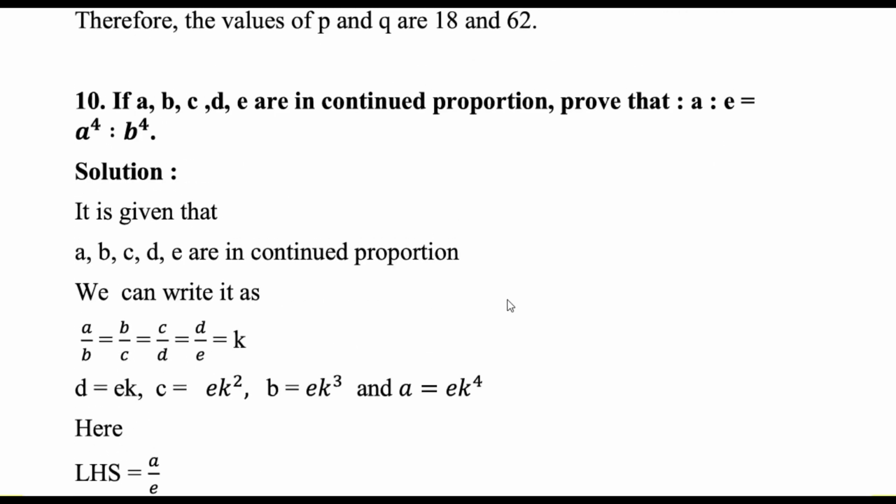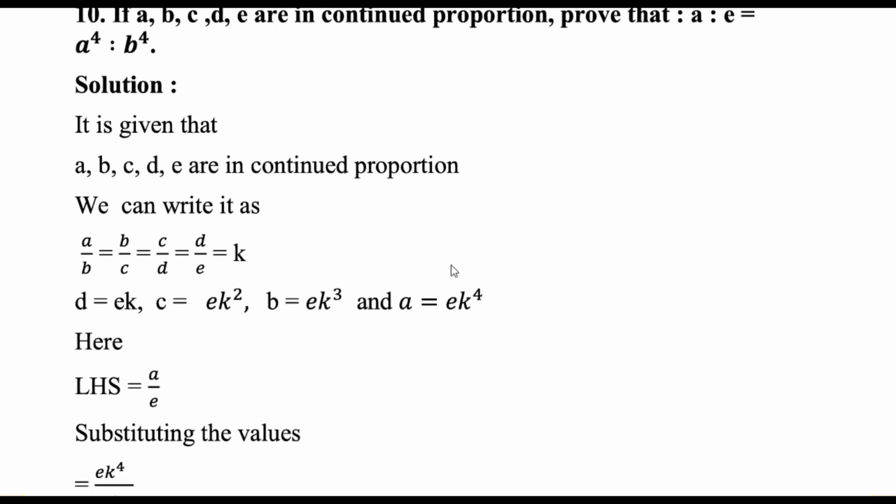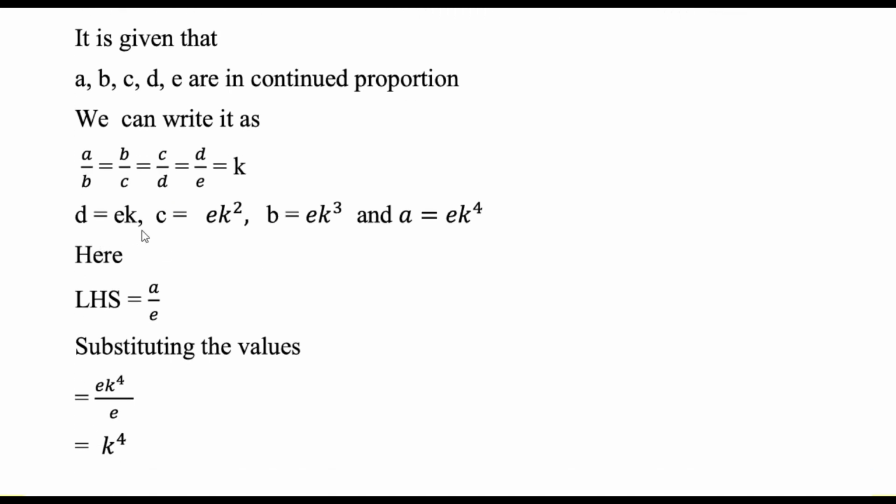Next problem. If a, b, c, d and e are in continued proportion, prove that a is to e is equal to a to the power 4 is to b to the power 4. As it is given that a, b, c, d, e are in continued proportion, the process for all these sums is more or less the same. a by b is equal to b by c is equal to c by d is equal to d by e is equal to k. So the value of d is equal to ek, c will be ek square, b will be e into k cube and a will be e into k to the power 4.